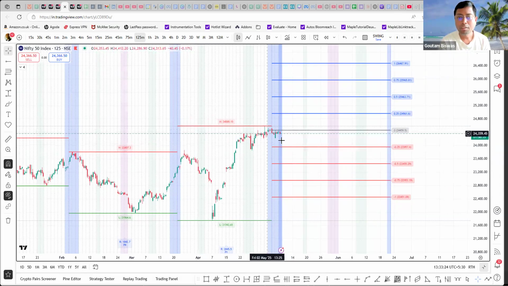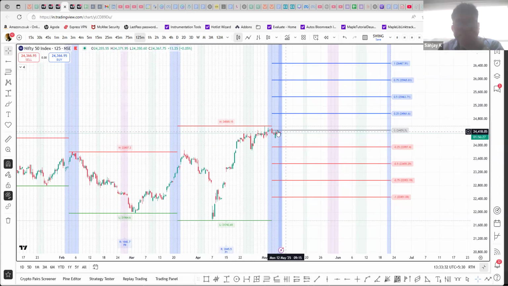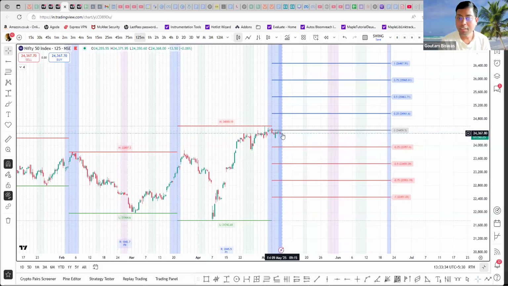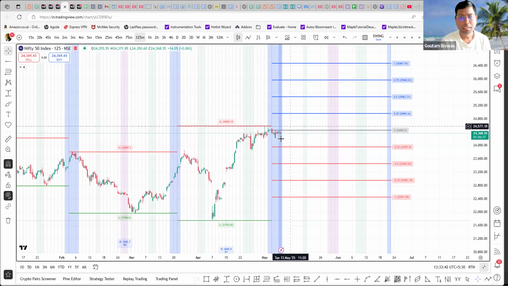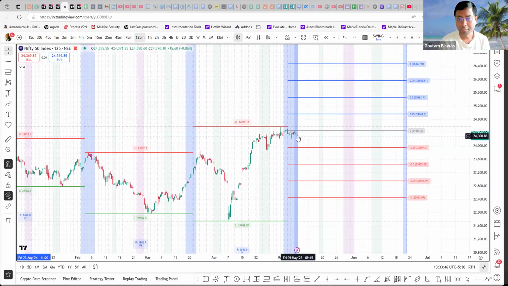Now, as I said, I am still in the long trade. So you can actually stay long here, or you can go long on the breakout of this level, technically. Or maybe you can wait for the breakout of this last period high. Whatever you do, Nifty is still holding here.